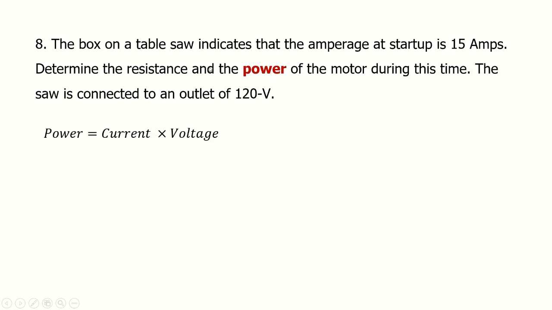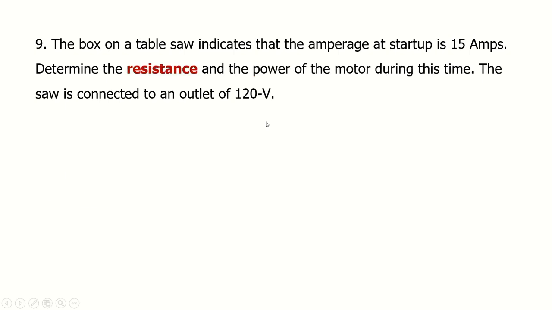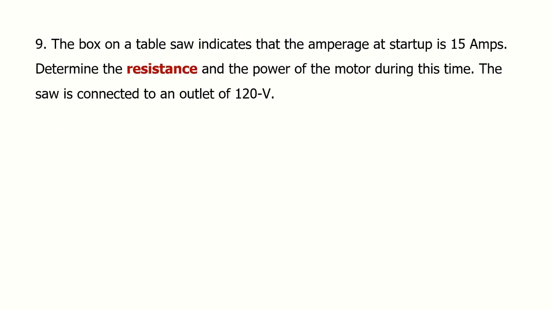Okay, so here we have a current of 15 amperes. And again, we need to find two things, resistance and power. The saw is connected to an outlet of 120 volts. Okay, so power first. We have current and voltage, so we are just going to multiply that. 1800 watts or 1.8 kilowatts.